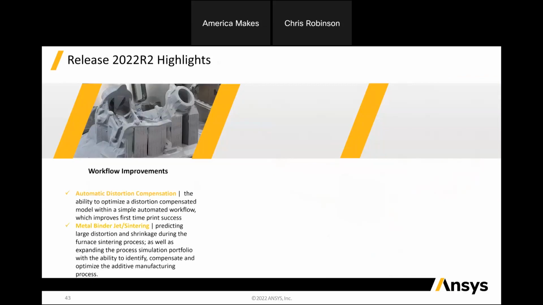Automatic distortion compensation, and I probably should put optimization on there. We created a loop. So when you create a distortion compensated file, and if you were to just directly print that, your input now is a little different than it was before. And so you would expect to actually get some difference in the output.